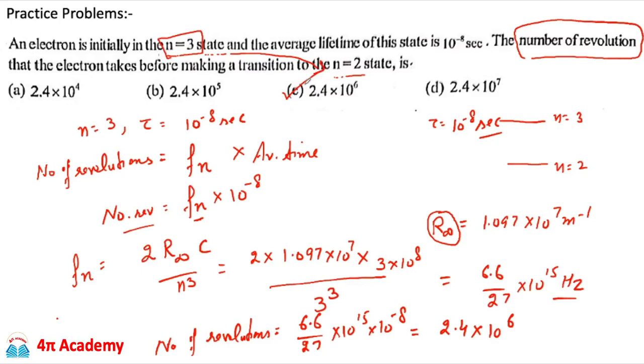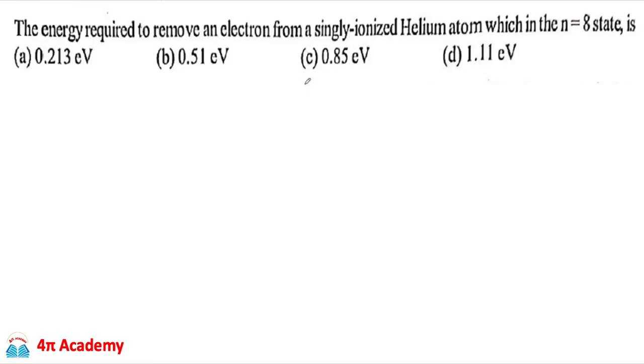So if the time period of electron in that particular orbit has been asked, moving to the next question. The question is the energy required to remove an electron from a single ionized helium atom which is in the 8th orbit. So n is equal to 8, it is given. So we have to find the minimum energy required to remove an electron.